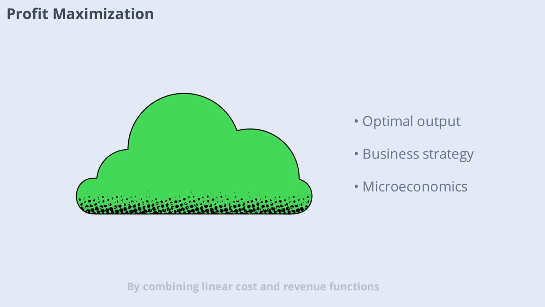By combining linear cost and revenue functions, economists can model profit and identify the output level that maximizes it. This is a fundamental concept in microeconomics. Linear models make it straightforward to calculate the profit-maximizing quantity and price, guiding firms toward optimal decisions. Profit maximization is at the heart of business strategy.